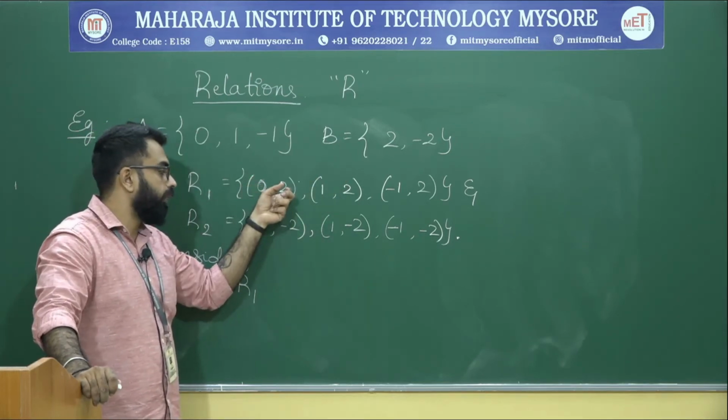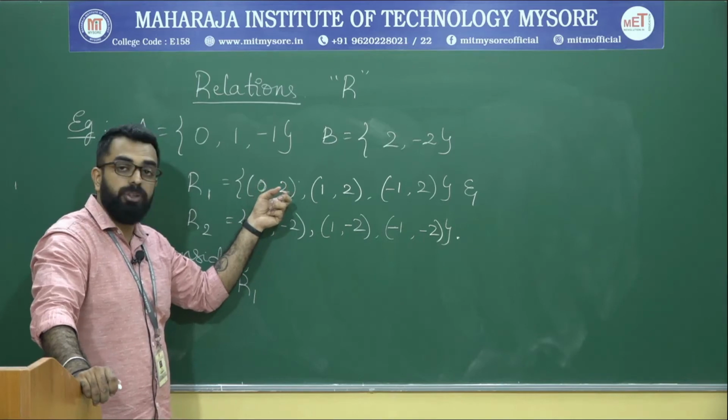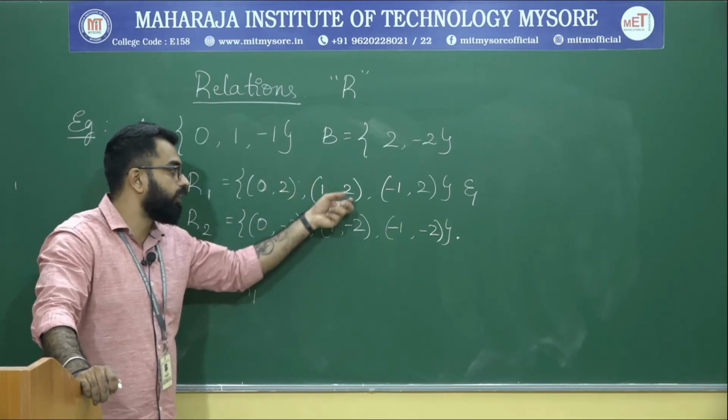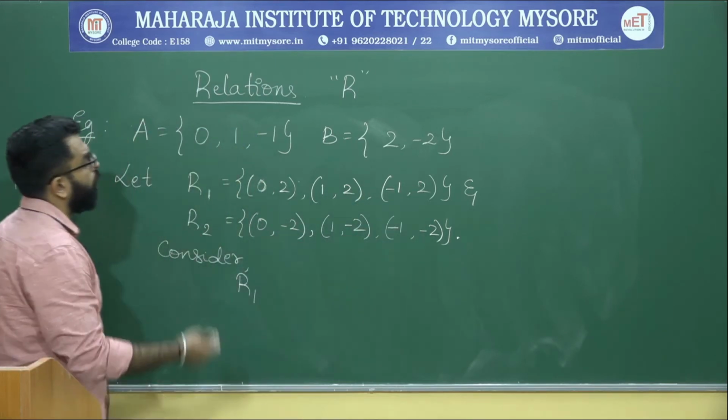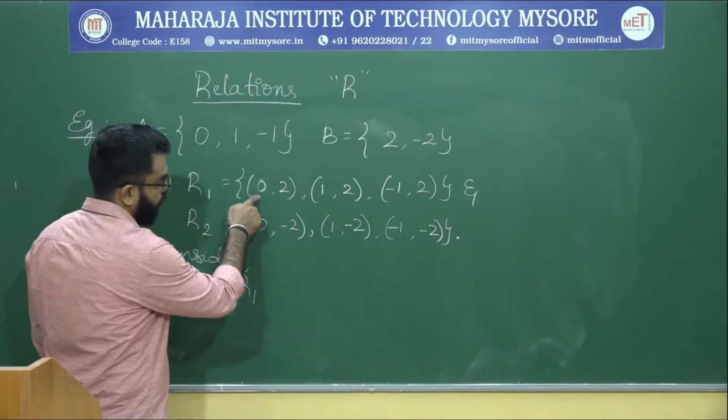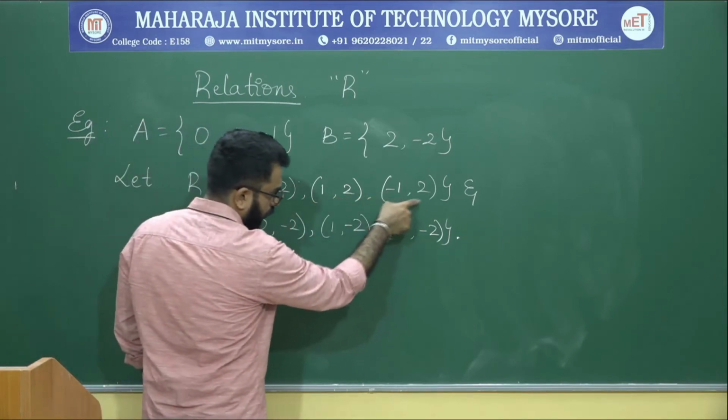0 has some relation to 2. Similarly, 1 has some relation to 2. Minus 1 has some relation to 2. So, if you observe, what could be the relation? Here you observe 0, 2; 1, 2; minus 1, 2.